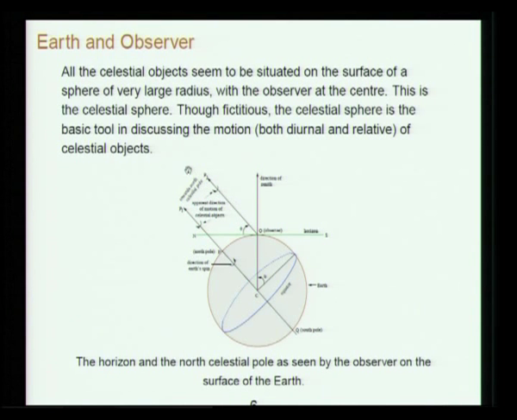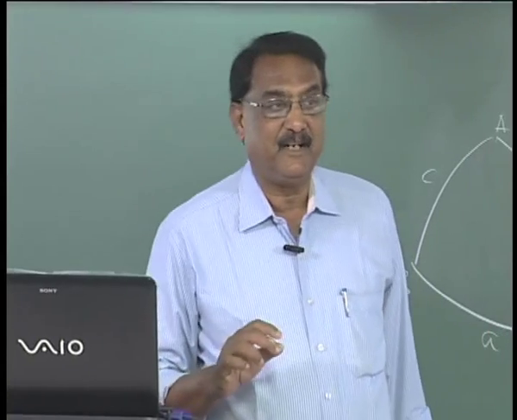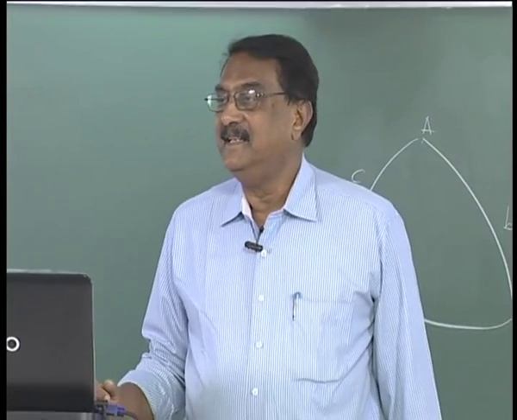Suppose this is the latitude of the place, the person is at an angle phi with respect to the equator. So, that is the latitude. The important thing is that the altitude of the north pole is equal to the latitude of the place. This is a fundamental result, a very simple result in astronomy.